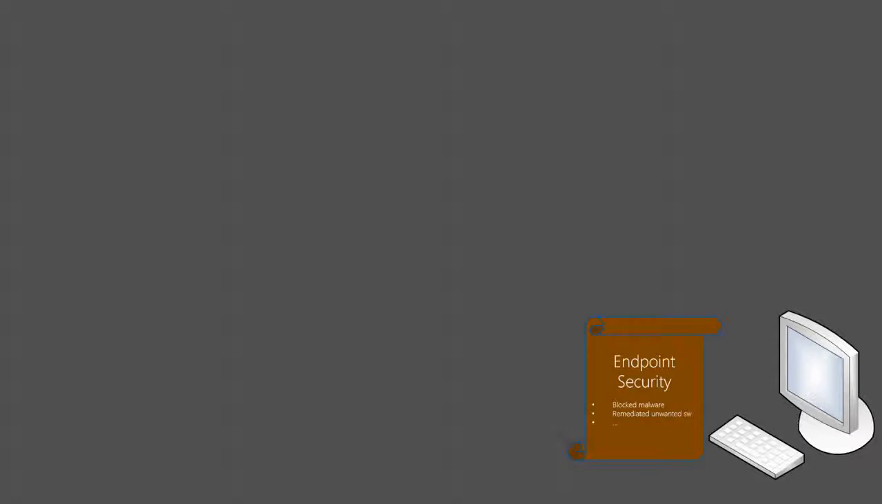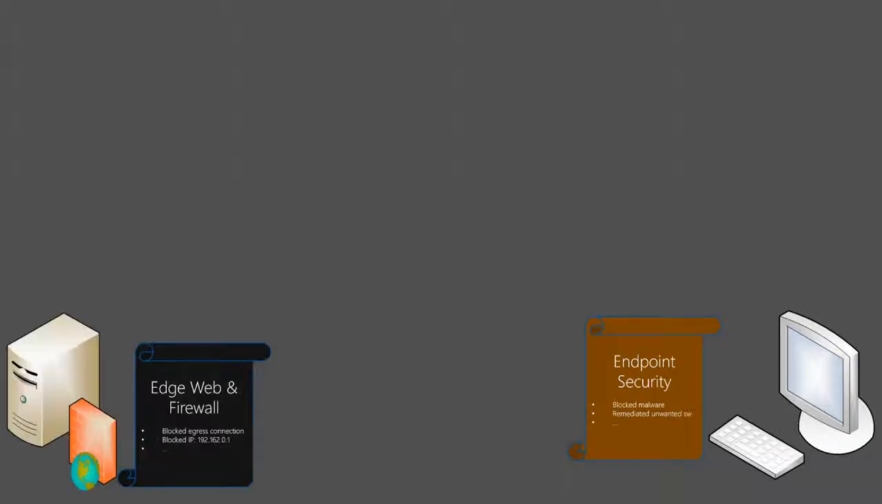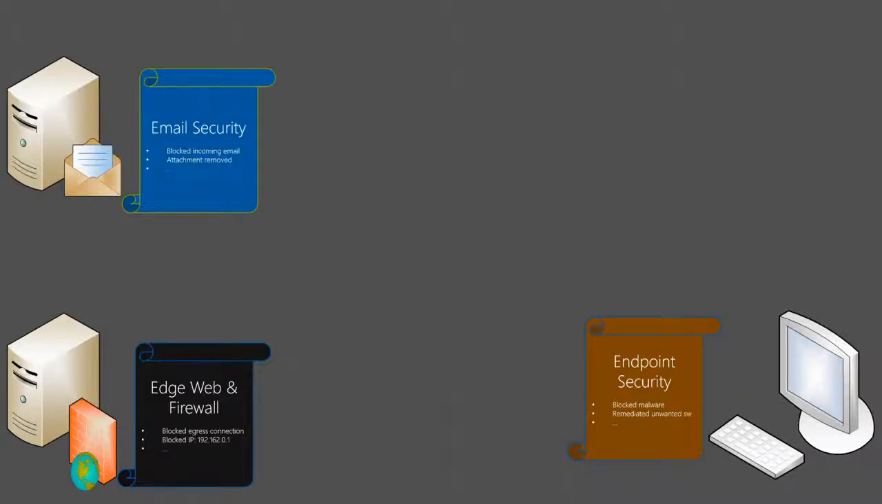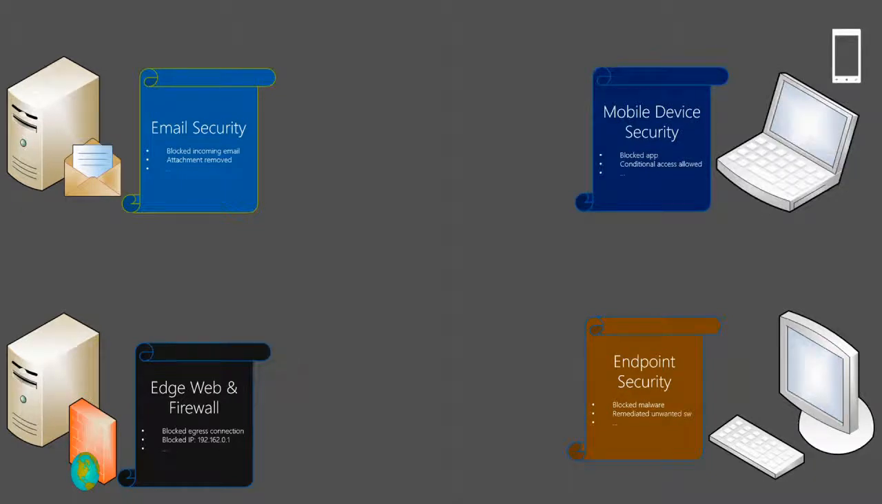So to counter the current industry, we released multiple security products. We call this defense in depth, etc. So there's an endpoint security product. There's an edge, web, firewall security product, email security product, mobile security product, server security product. It keeps coming out, right? And these don't interact with each other.